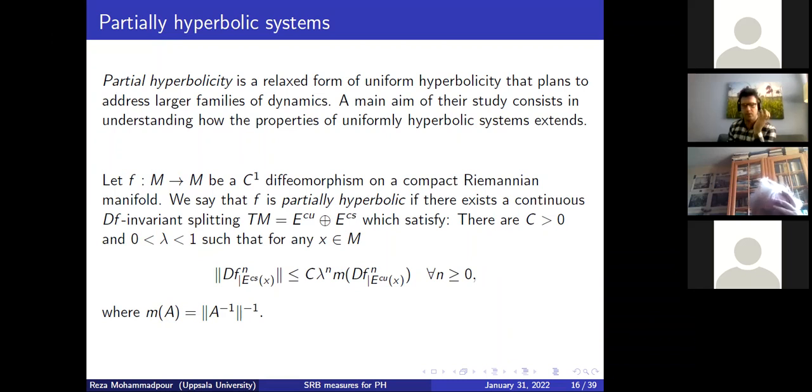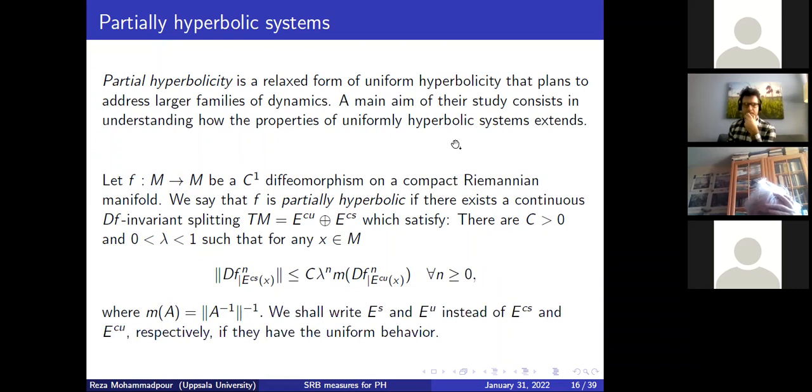Now I would like to discuss the result for the existence of SRB measures for partially hyperbolic systems. Let me mention, I will write E^s and E^u instead of E^cs and E^cu if they have uniform behavior in this talk. I forgot to mention. Do you allow one of these spaces to be zero-dimensional? No. At least one-dimensional each, CS and CU, exactly. Okay.